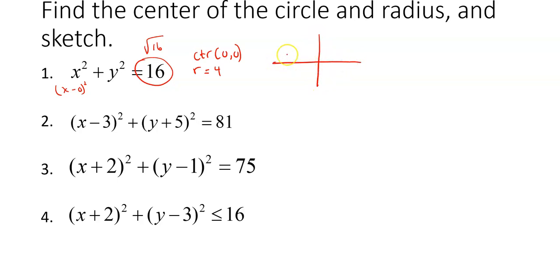Well, you start at the origin, and then you just move left, right, up, down. So I start at the origin 0, 0. I go 4 units to the right. I go 4 units to the left. I go 4 units up, and I go 4 units down, and then I try the best I can to graph something that looks like a circle.